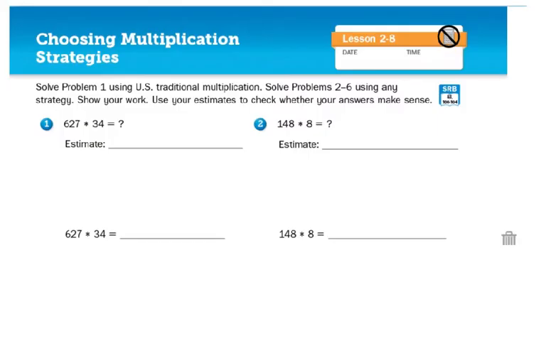Let's go ahead and practice using traditional multiplication. So you're going to go ahead and open up your math journal to page 56. Again, remember, pause the video at any point in time that you need some additional time. It says, choosing multiplication strategies. Solve problem 1 using traditional multiplication. Solve problems 2 through 6 using any strategy. Show your work.